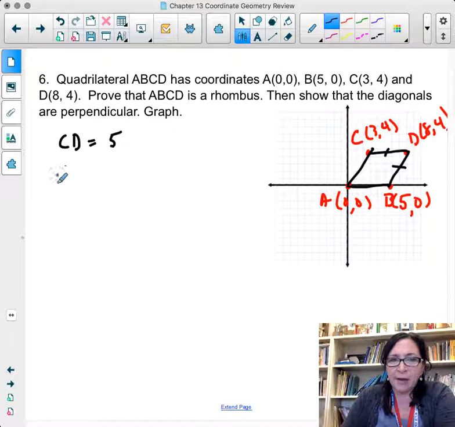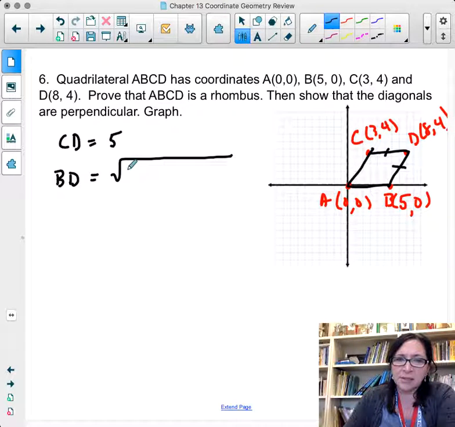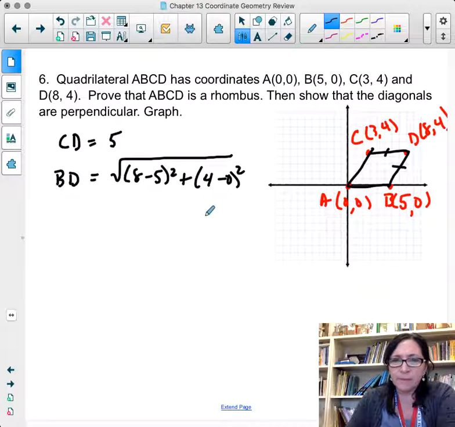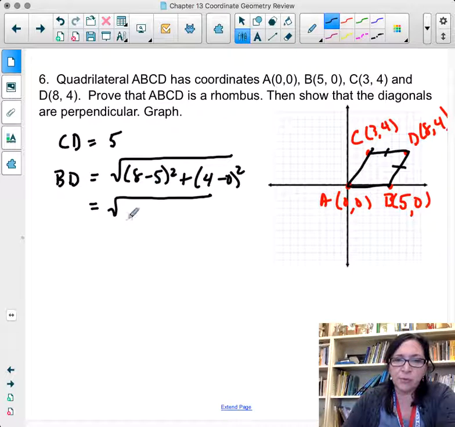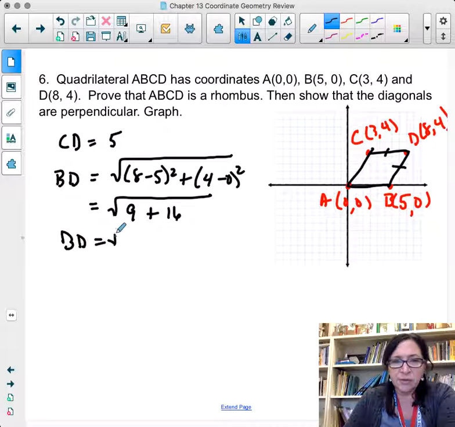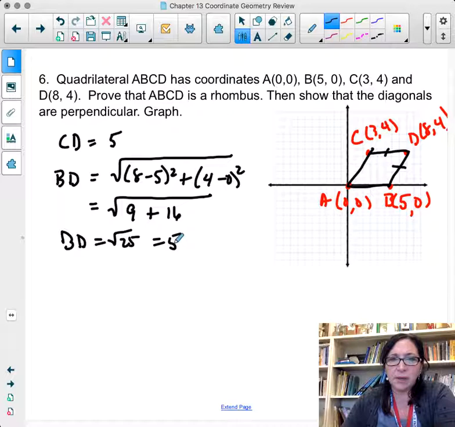Now the length of BD, I'm going to use my distance formula for that. So I'm going to subtract my x's: 8 minus 5 quantity squared plus 4 minus 0 quantity squared. 8 minus 5 is 3, 3 squared is 9, plus 4 squared is 16. So BD is equal to the square root of 25, which is 5. So these two sides are congruent. We just proved that it's a rhombus.